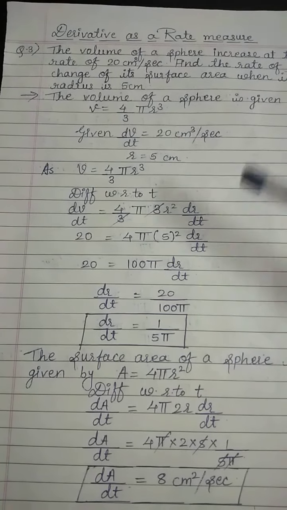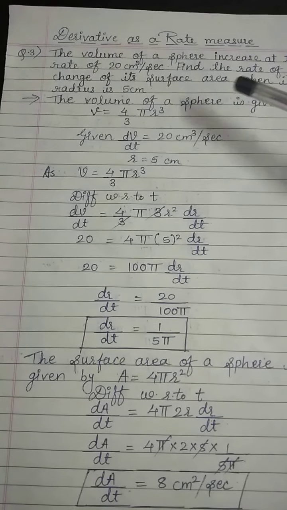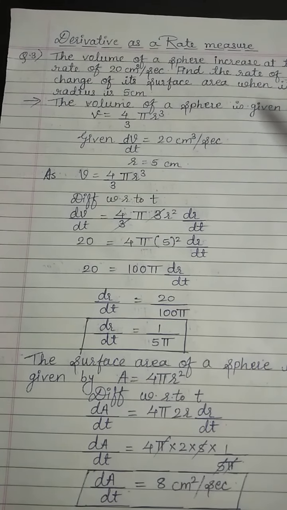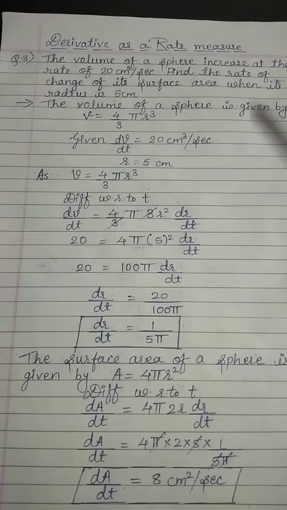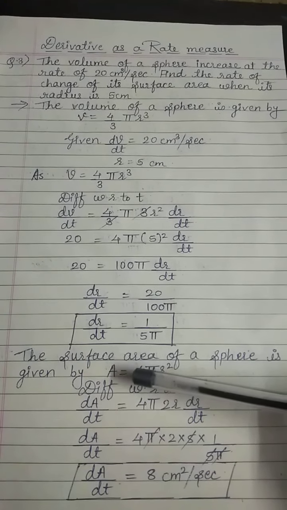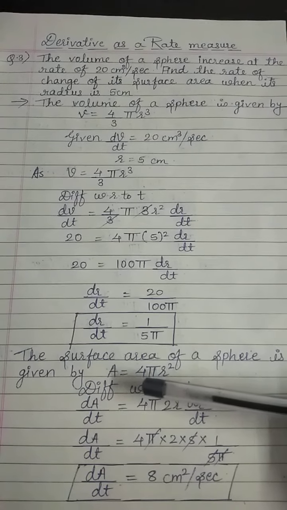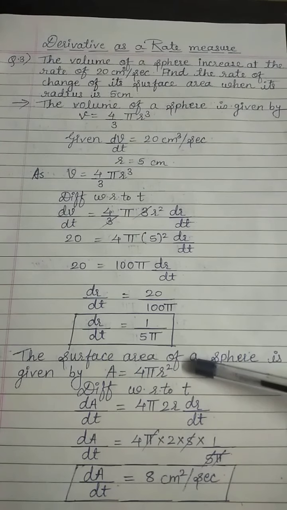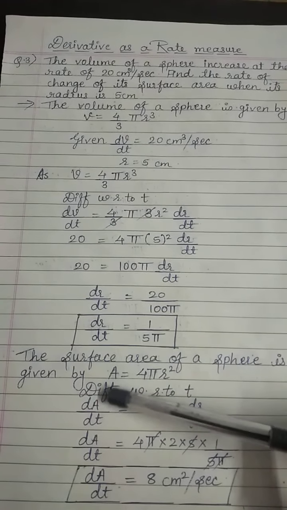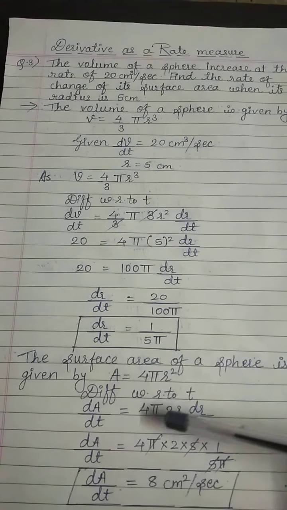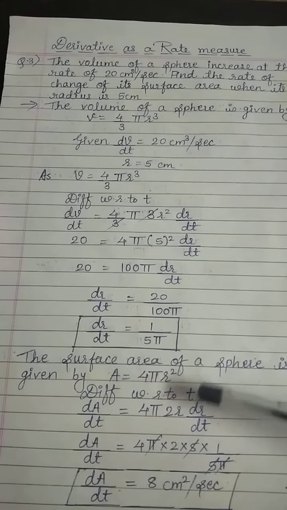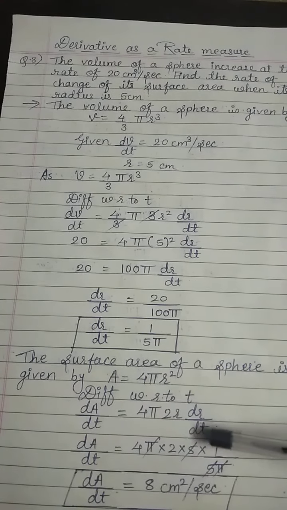Now as we require the rate of change of its surface area when its radius is 5 centimeter, first we will write the formula for surface area of a sphere, that is A is equal to 4 pi r square. Now differentiating with respect to t, dA by dt is equal to 4 pi, derivative of r square with respect to t, that is 2r dr by dt.